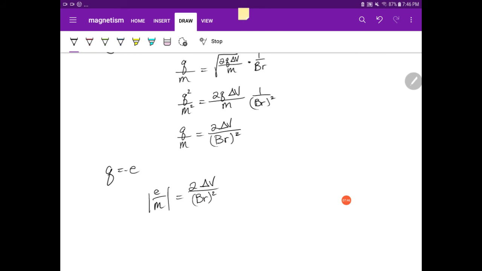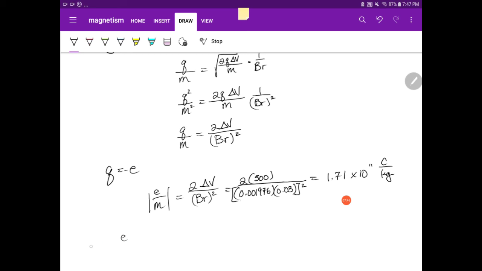And if I plug in the parameters that I have from above, that's 2 times 300 volts divided by 0.001976 Tesla. And the radius of the circle that the electron is making when these are the parameters is 3 centimeters. And when I calculate all of those things, I get 1.71 times 10 to the 11 coulomb per kilogram.